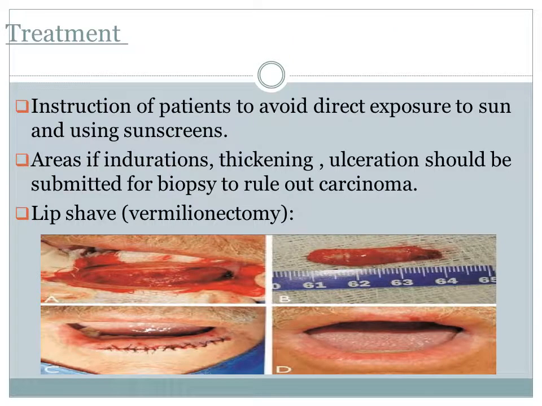Treatment: instruction of patients to avoid direct exposure to sun and to use sunscreens. Areas of induration, thickening, or ulceration should be submitted for biopsy to rule out carcinoma. Lip shave, vermilionectomy. In cases of dysplasia, the vermilion mucosa is excised and the labial mucosa is advanced to reconstruct the vermilion.